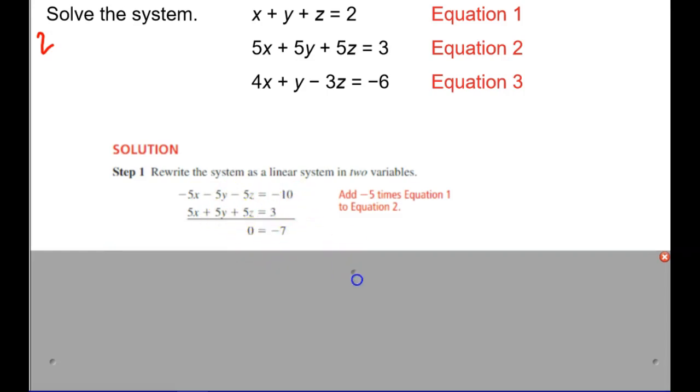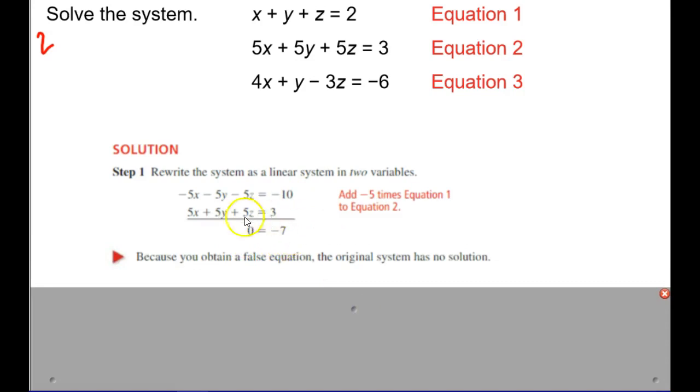Man, this looks like that's not true, right? 0 does not equal negative 7. So because I have that false equation, I don't have to go any further. I can say that this has no solutions, right? And I could do that just because at any point in my equation I ended up with a false equation. It tells me I have no solutions.